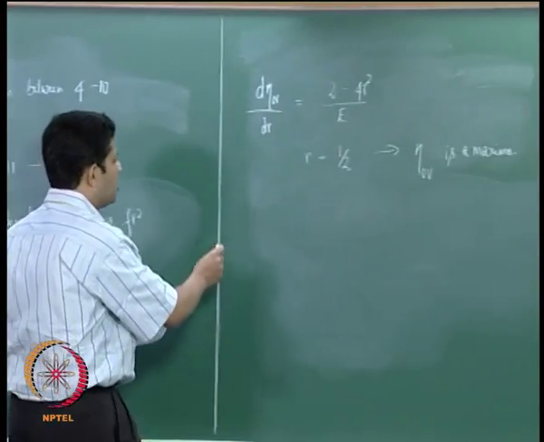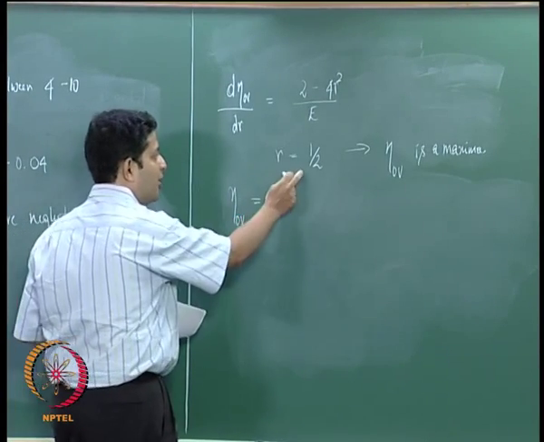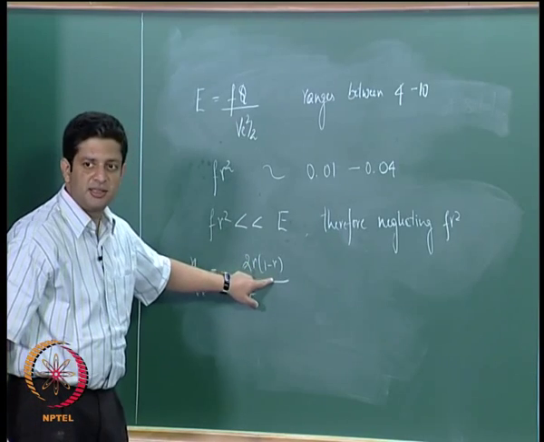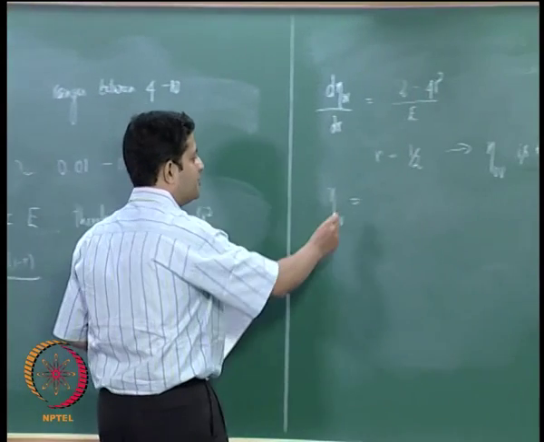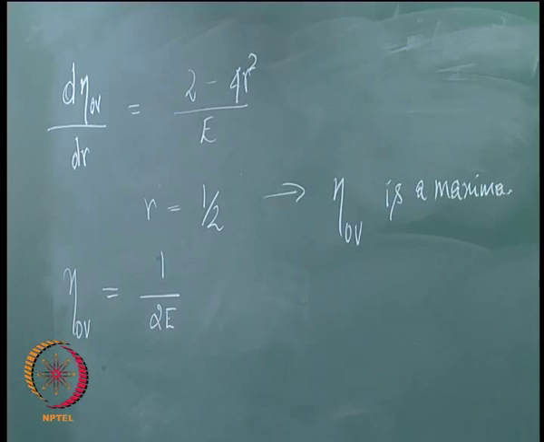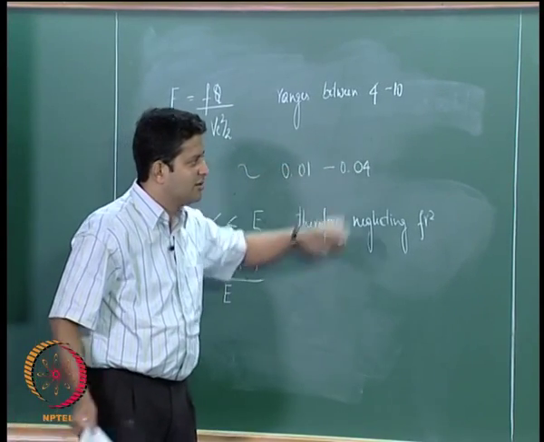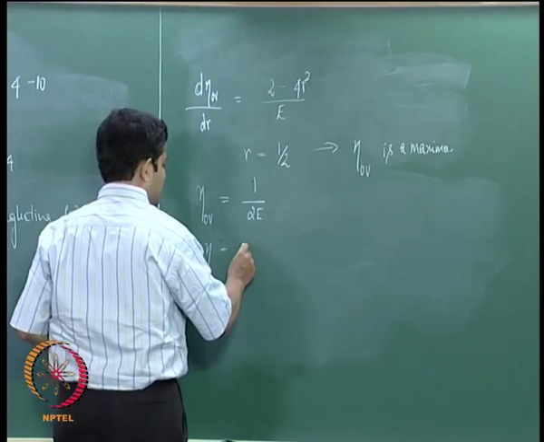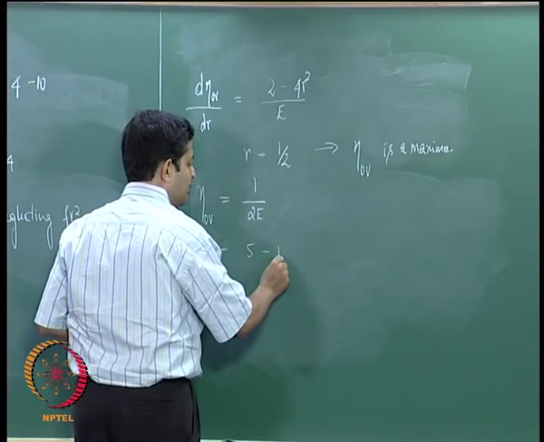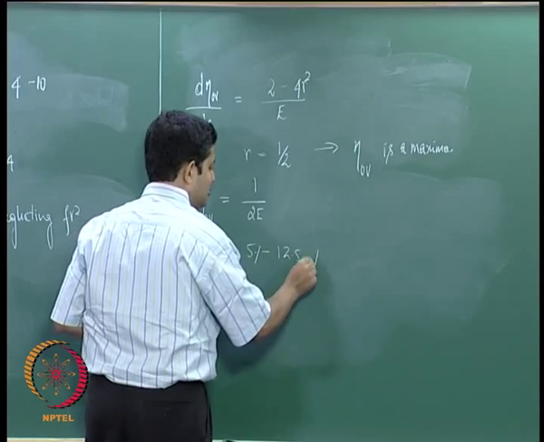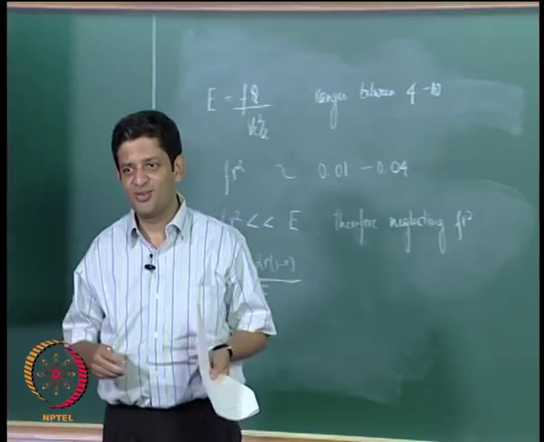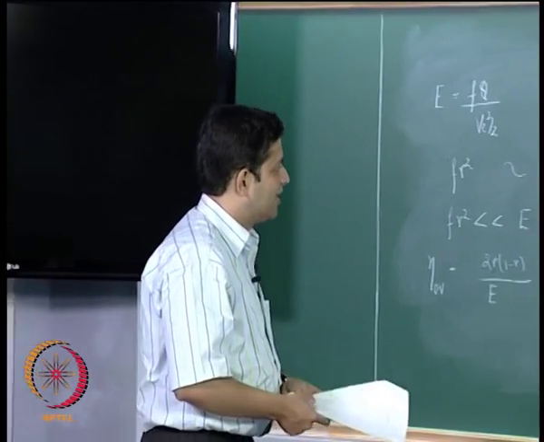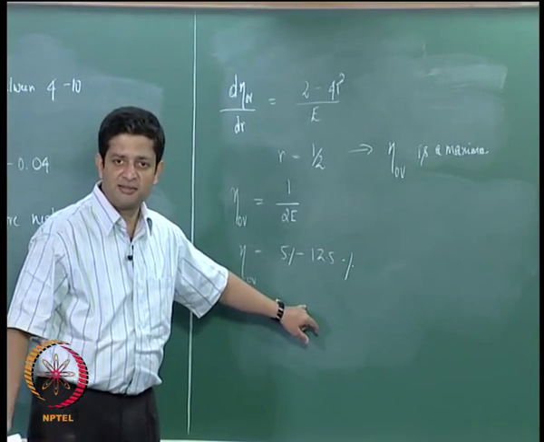And what is the value of overall efficiency at this point? R equal to half, you put half here, you will get 2 into half is 1, 1 minus half is 0.5, so that is 1 by 2E. Now E value we know ranges between 4 to 10. So what is the highest value? 1 by 20 is 5%. So overall efficiency for air breathing propulsion varies between 5% to 12.5%, which is a very very low number. So please remember, air breathing propulsion has very low efficiencies associated with it, and the maximum is around 12.5%.